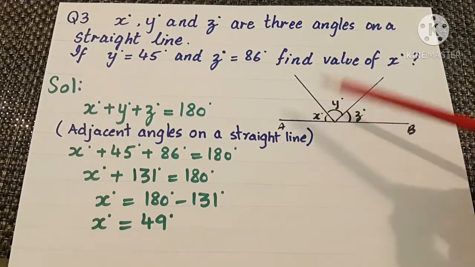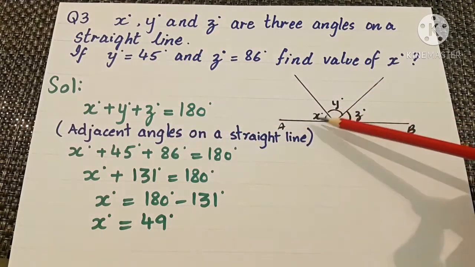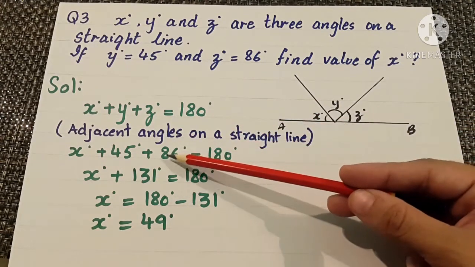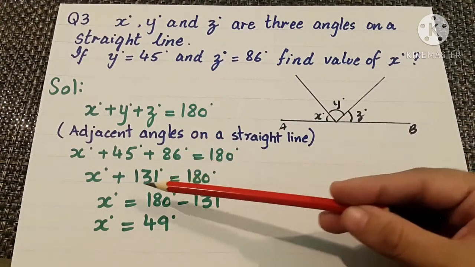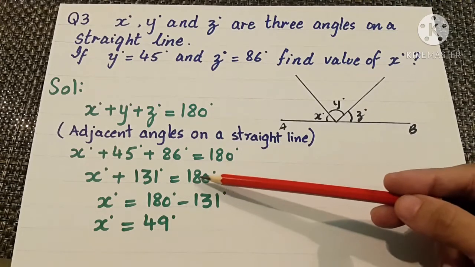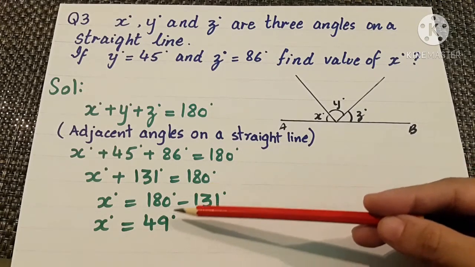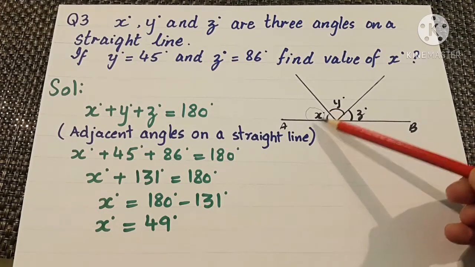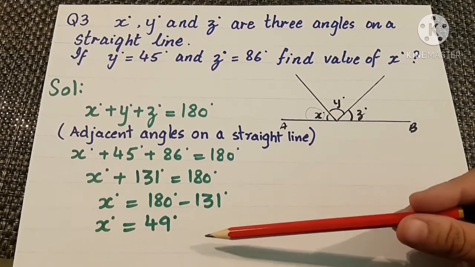So by using the logic and the concept of adjacent angles on a straight line being equal to 180 degrees, we will add the three angles, which is equal to 180 degrees. We substitute the values of angles Y and Z. We get 131 degrees. We subtract it from 180 degrees. We get 49 degrees. So the value of angle X, the unknown angle, is 49 degrees.